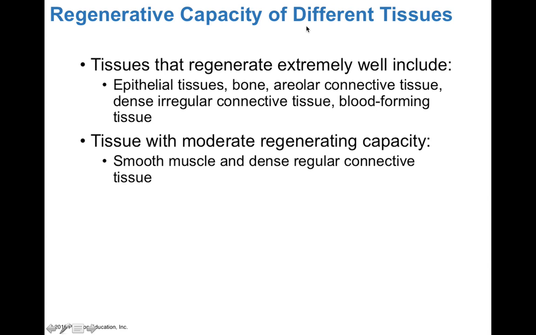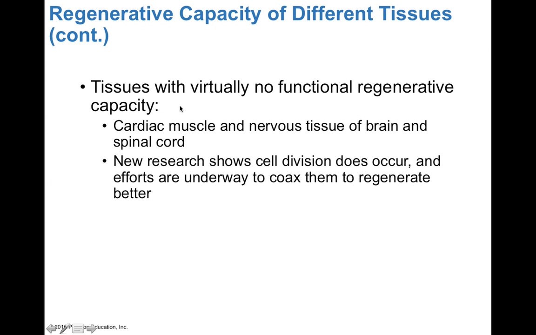So in terms of regenerative capacity of different tissues, unfortunately not all of our body's tissues can regenerate as well as others. Some tissues that have really great regenerative capacity include epithelial tissues like your skin or your digestive tract, bone, areolar connective tissue or dense irregular CT, as well as blood-forming tissues. These ones regenerate very quickly, and upon injury they can restore themselves fast. Now tissues that have moderate regenerative capacity would be things like smooth muscle or dense regular connective tissue. And those with virtually no functional regenerative capacity include cardiac muscle and nervous tissue.